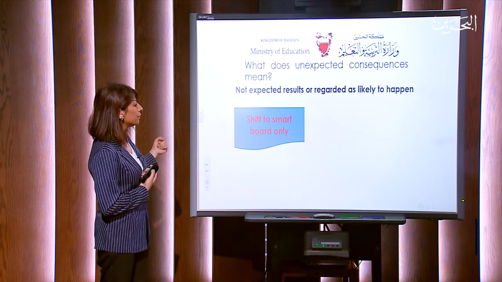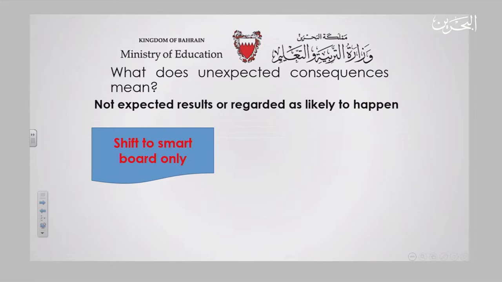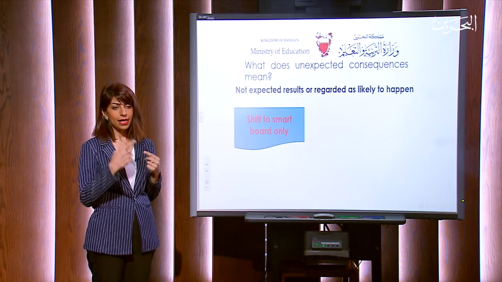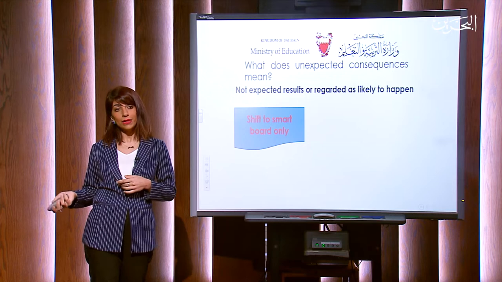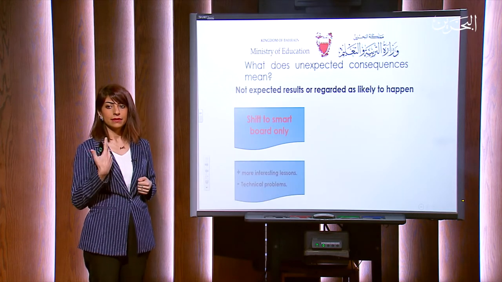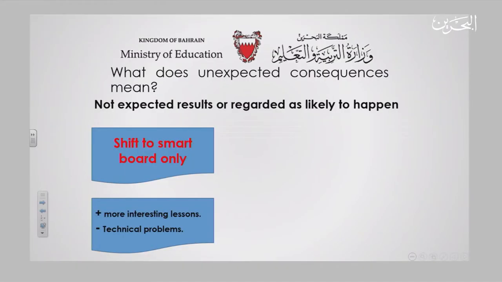For example, shift to smart board only. Now, as you all know, we are using two boards in the classes, the whiteboard and the smart board. Let's assume that we're going to use only the smart boards. What is going to happen? Of course, there are positive consequences as well as negative consequences. Here's an example. One of the positive consequences is that there will be more interesting lessons. But at the same time, I have one negative consequence, which is technical problems. Since I'm only using smart boards, there has to be technical problems.